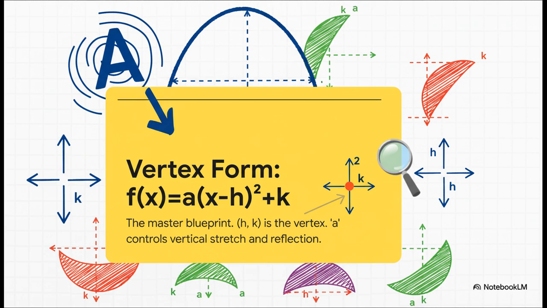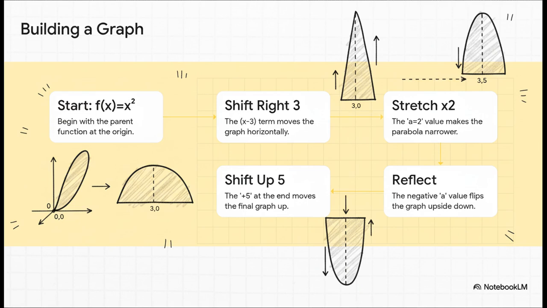The a value out front, that's our stretch and reflection control. The k on the end is our simple vertical shift, and that h on the inside is our horizontal shift, but remember, it's the opposite sign. And the best part? The two numbers, h, k, literally just give you the coordinates of the new vertex. Let's watch how we can build a really complex-looking graph just by reading the blueprint.